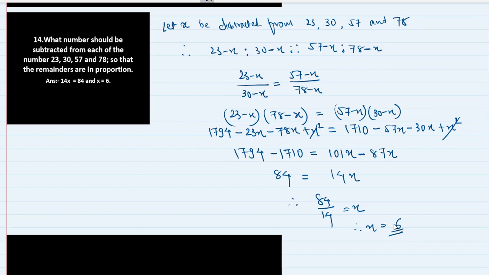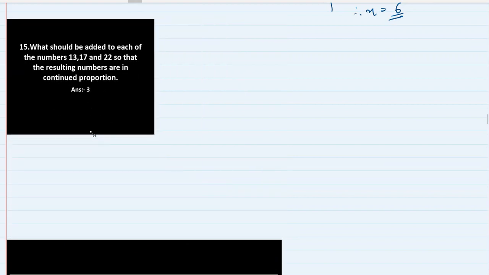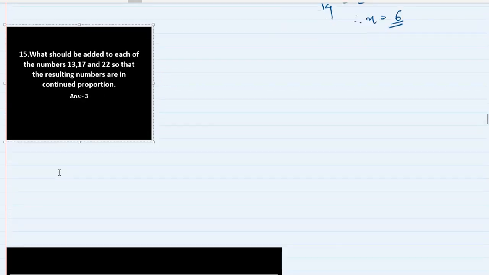Okay, so it looked a little complicated because of big calculations, but it was simple. Okay, so proportion is comparatively simple up to here. Let's see what kind of questions we are getting ahead.